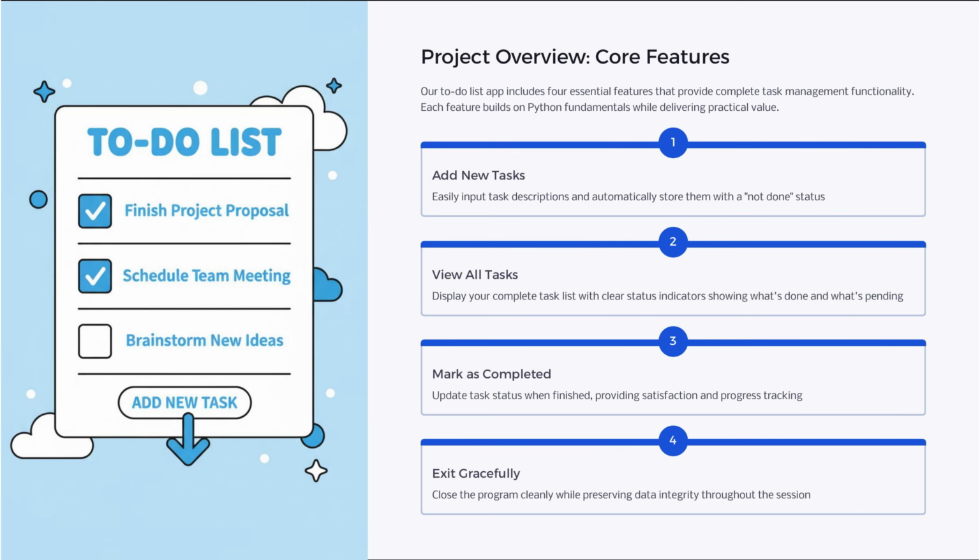Our to-do list app offers 4 key features: adding new tasks with a default not done status, viewing all tasks with clear status indicators, marking tasks as completed for progress tracking, and exiting the program gracefully while maintaining data integrity. These features enhance task management using Python fundamentals.